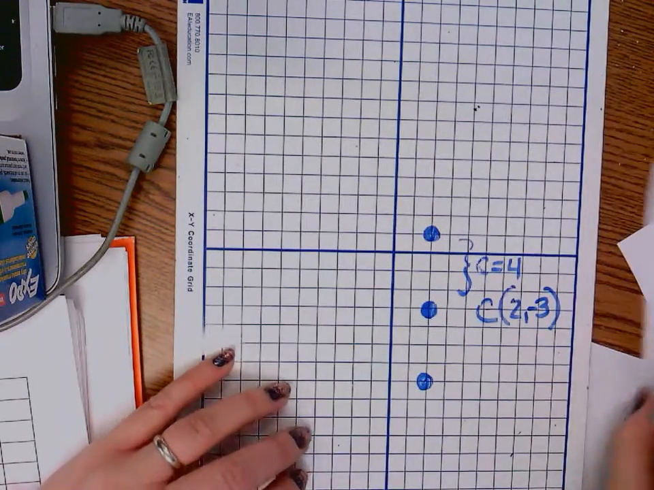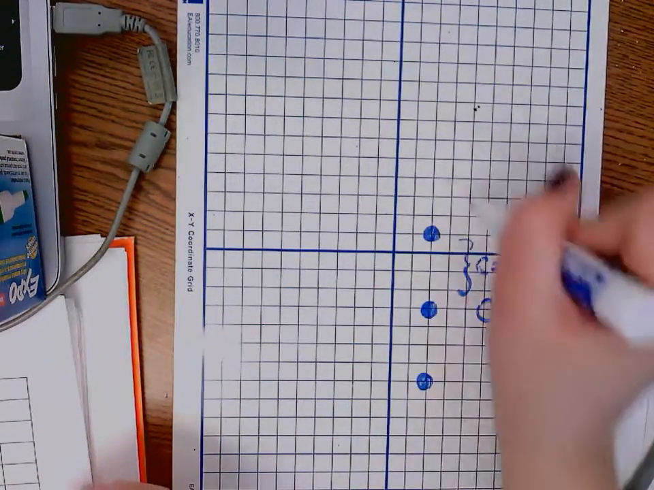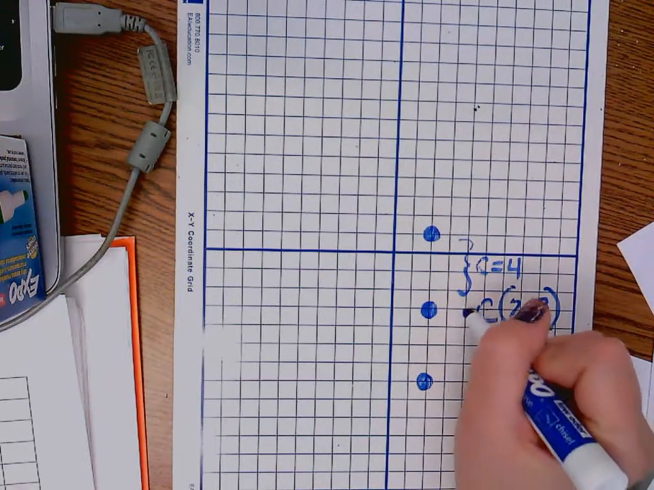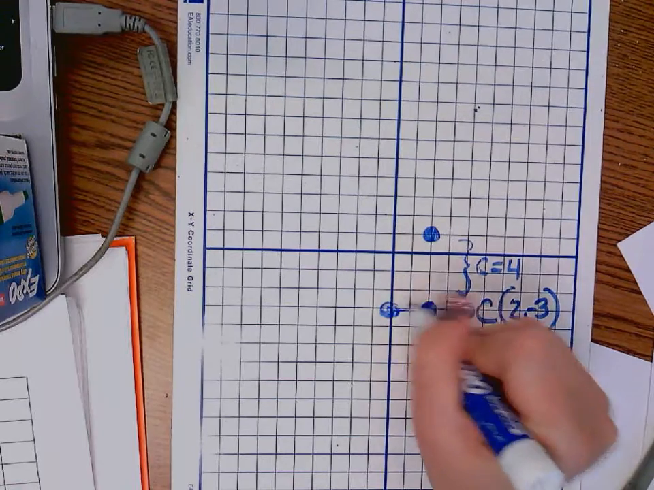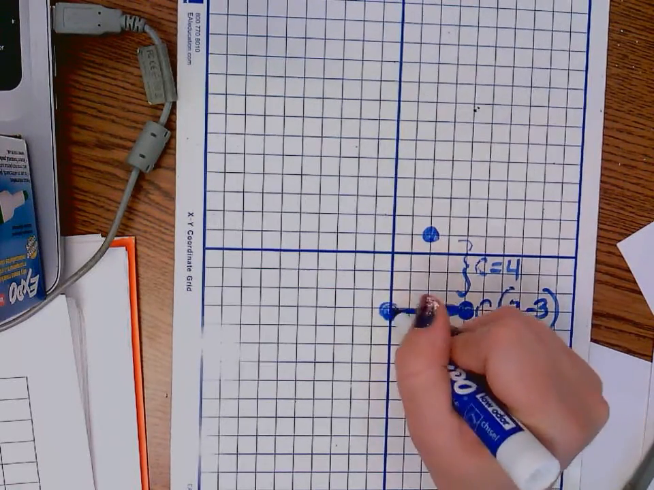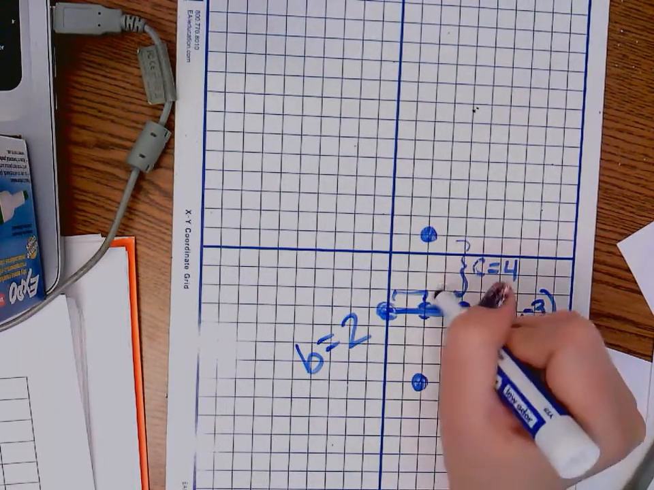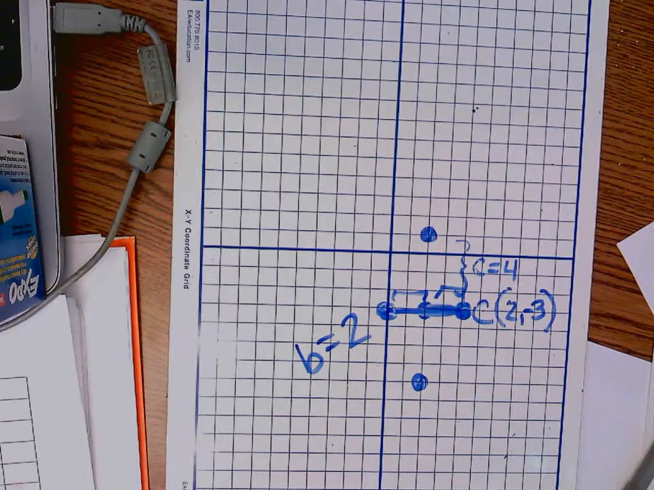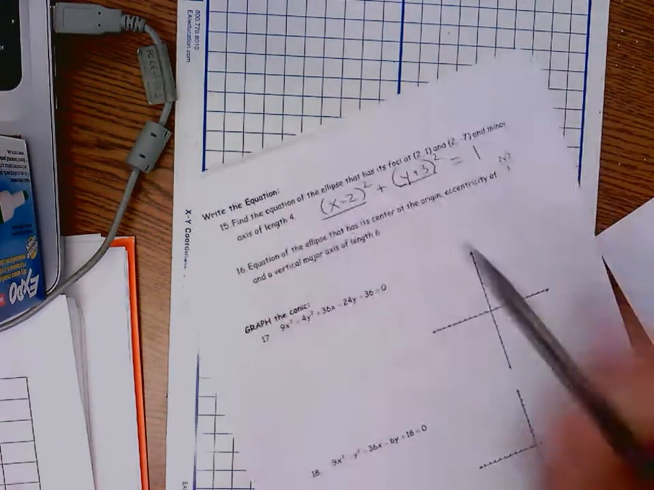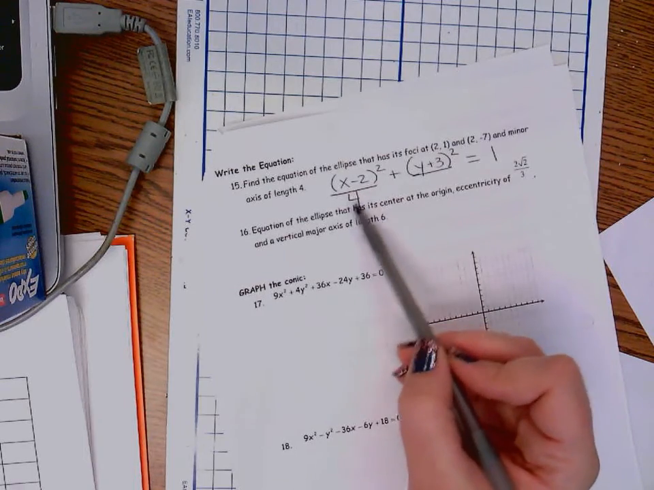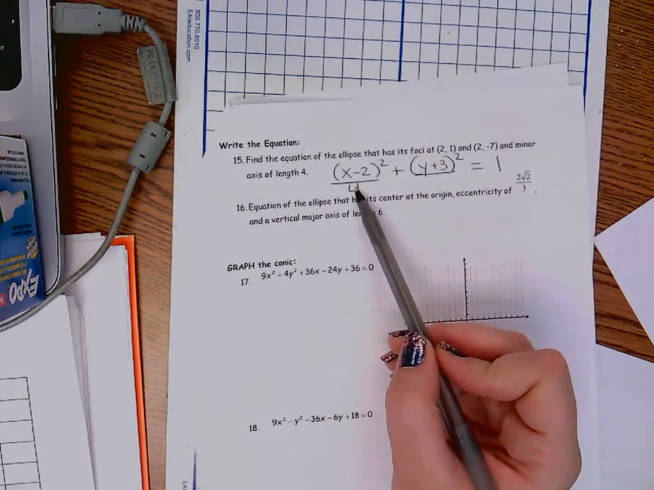So now I need to figure out the rest of this. I know it's going vertically, and it tells me that the minor axis has a length of 4. So if the total length of the minor axis is 4, that tells me that B by itself has to be 2, right? Because it's 2 units in either direction from the center. So I know C is 4, and I know B is 2. So I can put B squared on my equation if I want. It's going to be x minus 2 squared over 4, right? Because B is 2, so 2 squared is 4.